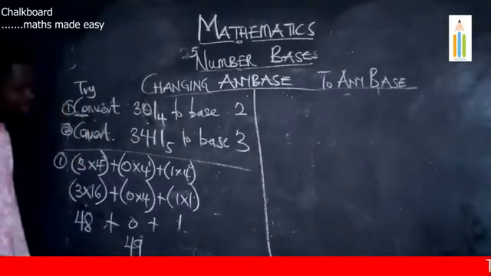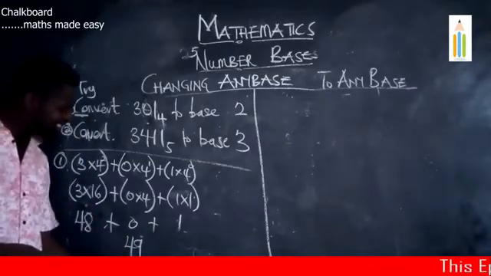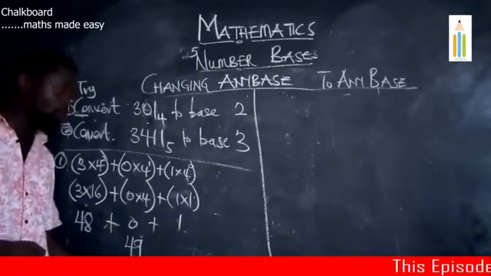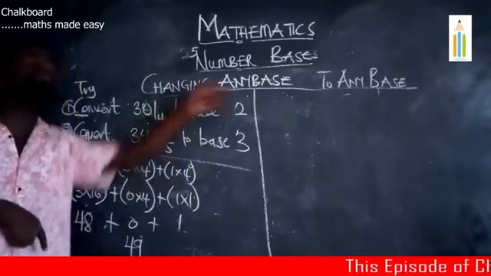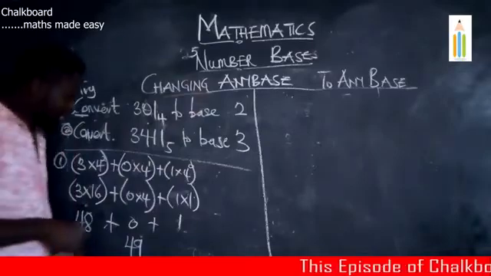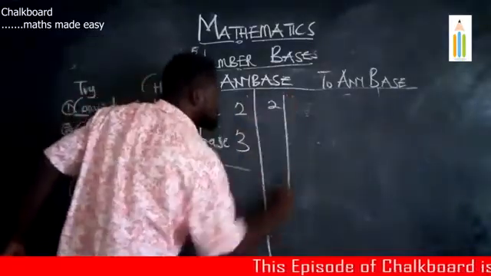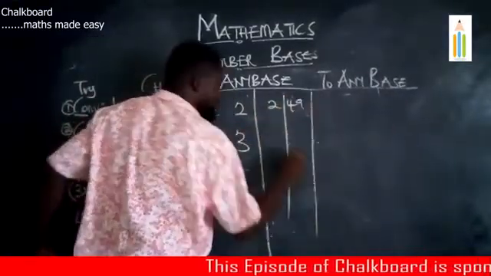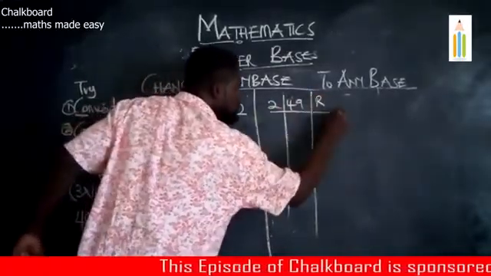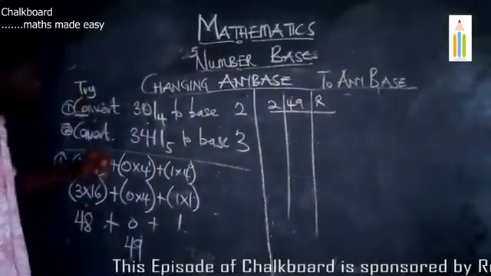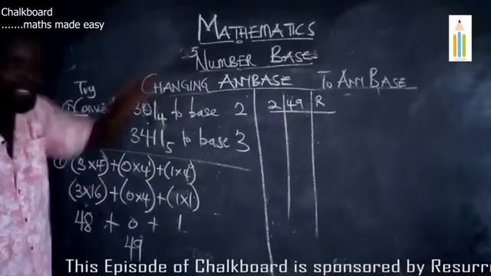Are we good? Now, we are about to convert the answer we had in base 10, from 301 base 4, to base 2. And that will be our final answer. So now, we are converting 49 from base 10 to base 2. And that will be the final answer for converting 301 base 4 to base 2.